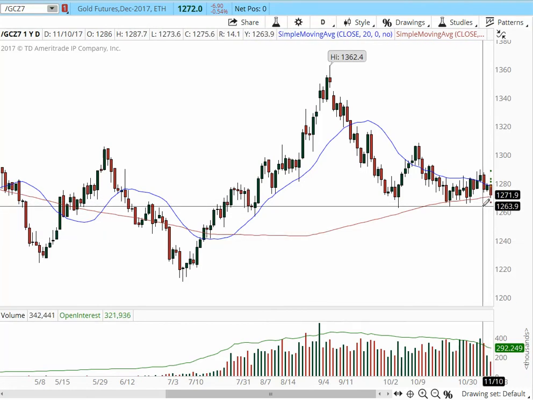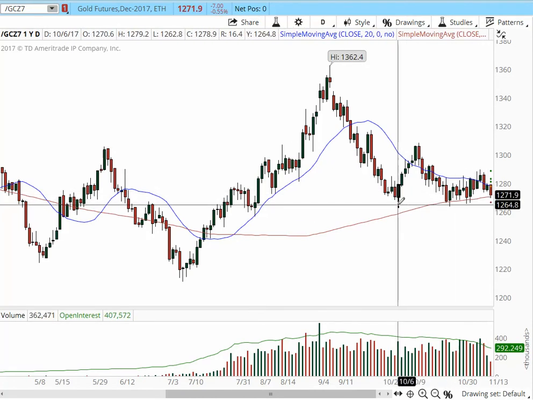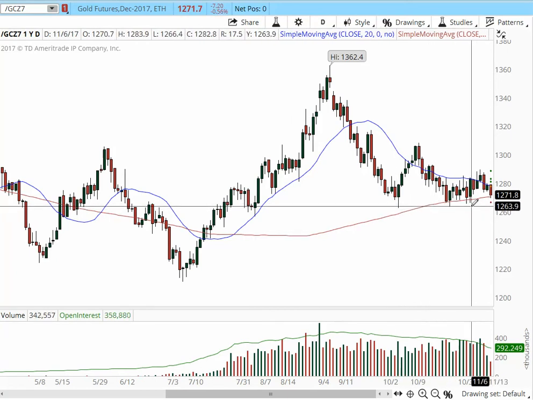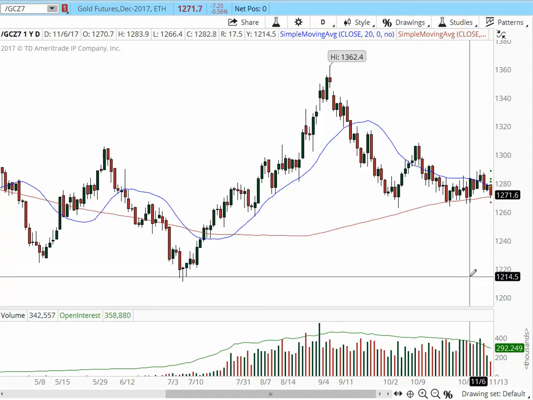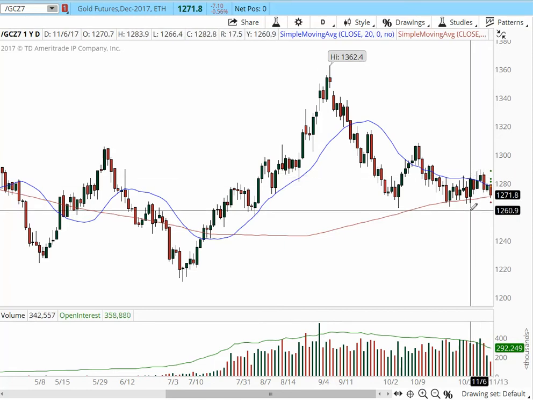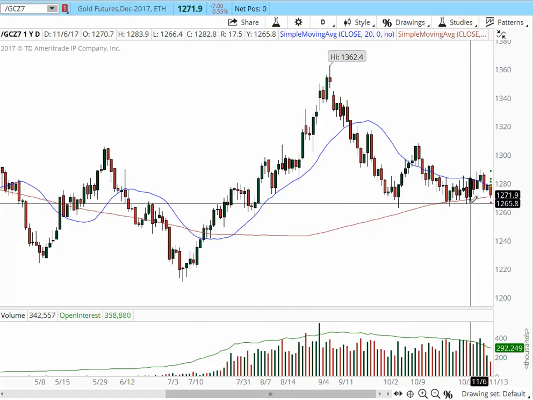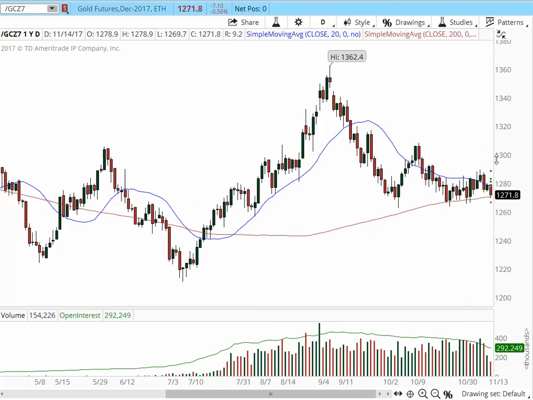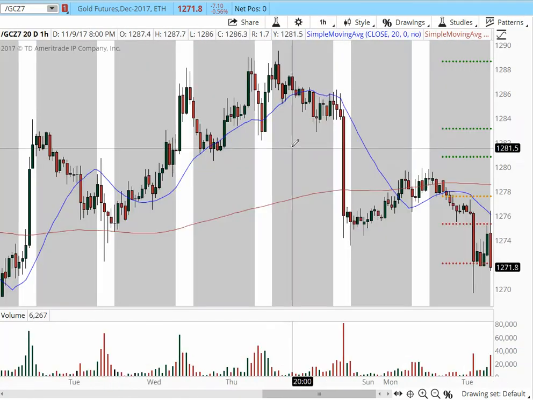However, on a breach of this 65 area, which is substantial from other pivot lows that were developed throughout October, we may have a continuation lower into the next support level, which is around the 1220 area. So that is going to have a lot of impact on the price of gold if we breach this support level at the 65 area.